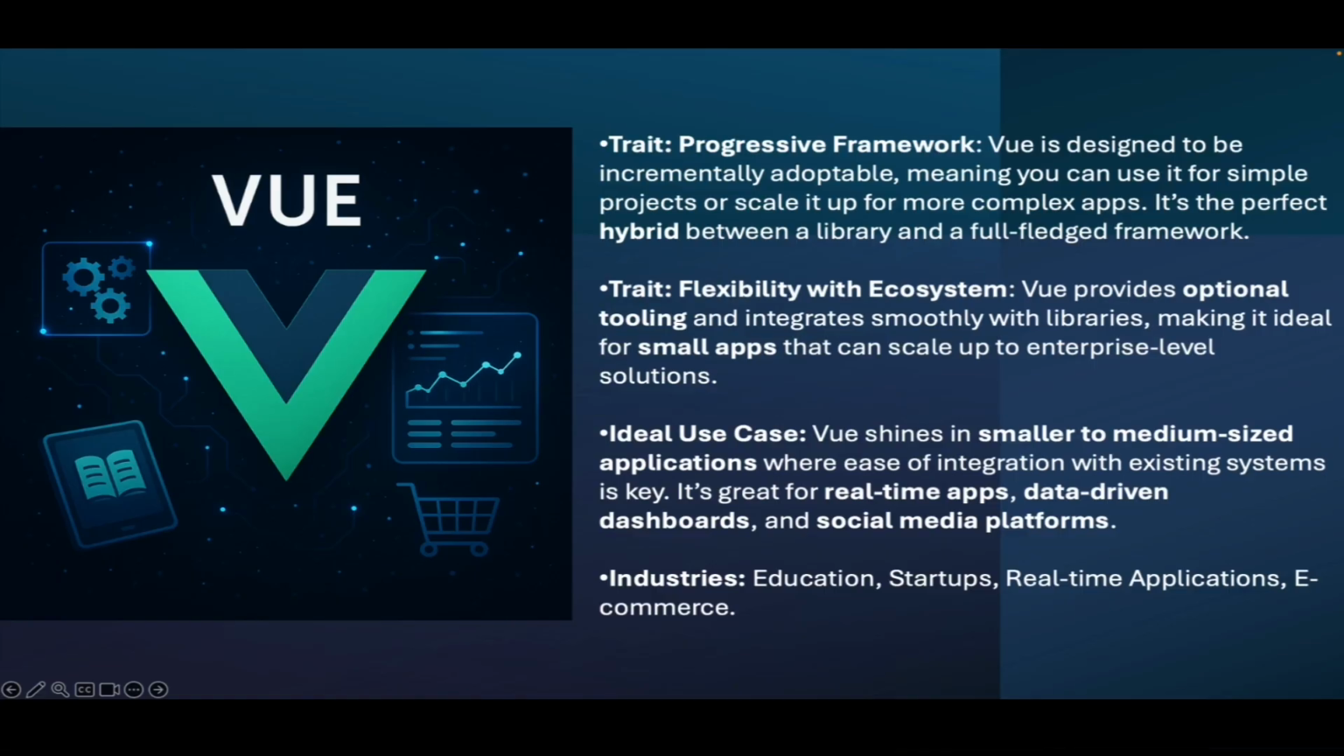And here, the main thing about Vue is that it is a progressive framework because it is designed to be incrementally adaptable, meaning you can use it for simple projects or scale it up for more complex apps. It's the perfect hybrid between a library and a full-fledged framework. It also has a lot of flexibility because it provides optional tooling and integrates very smoothly with libraries, making it ideal for small apps that can scale up to enterprise-level solutions.